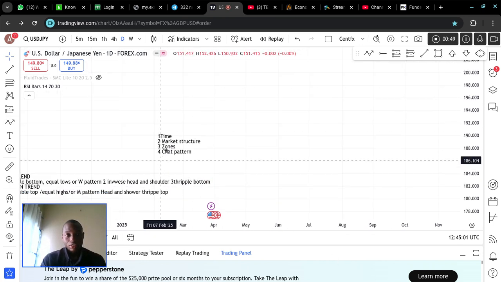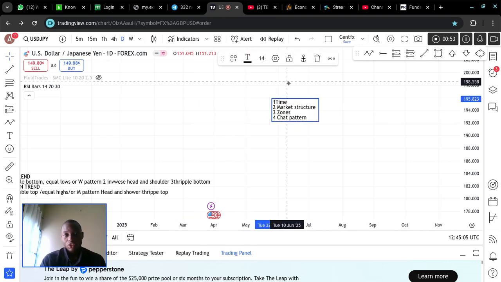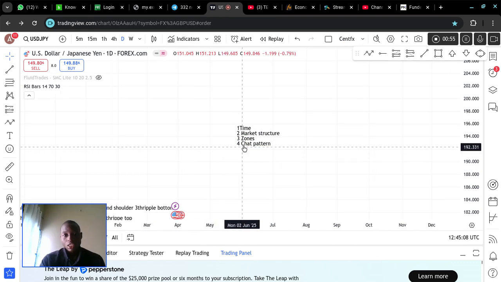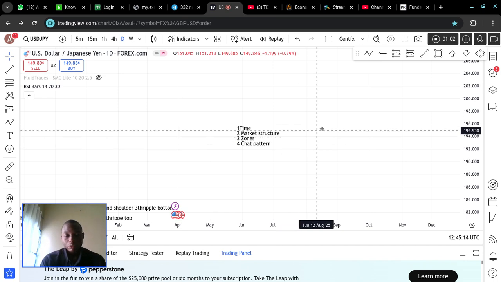So the first one is time. These are the four guides. The first one is time. The second one is market structure. The third one is zones, and the fourth one is chart pattern.